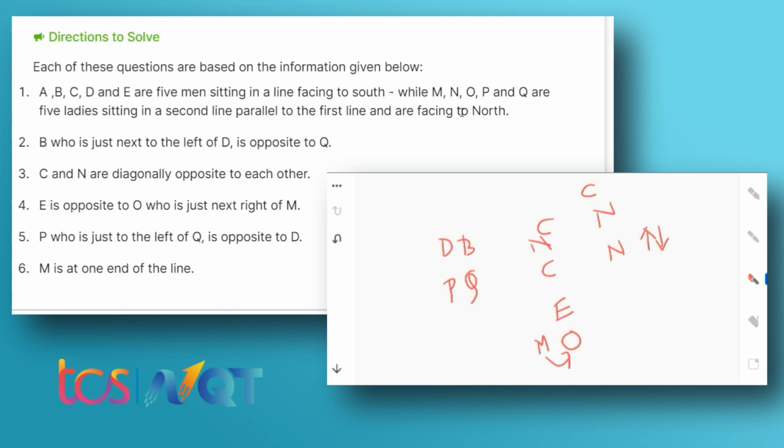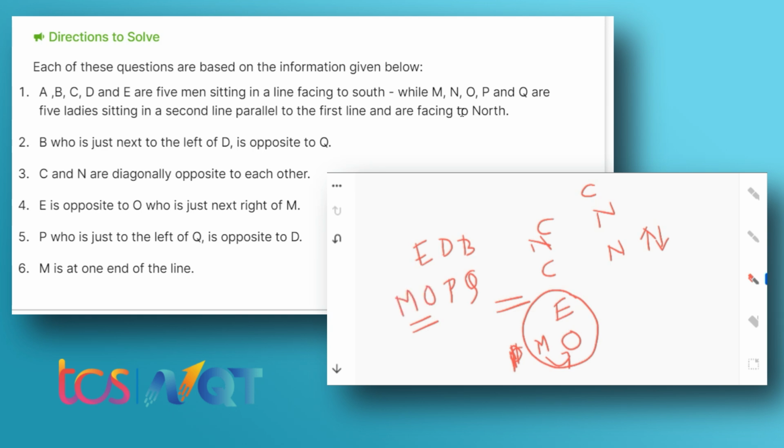And M is at one end of the line. It is told that M is at the end of the line. That means no one will be present here. So it is confirmed that this cannot be on the right side; this must be on this side because M is at the end. So let me place it here: E, O and M.